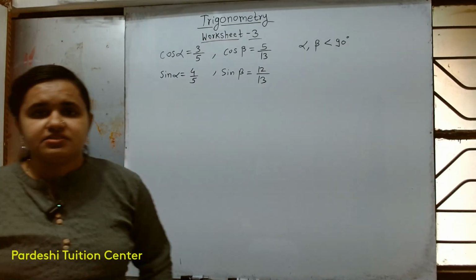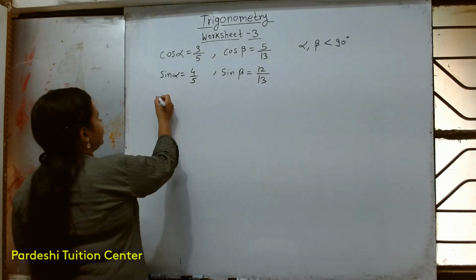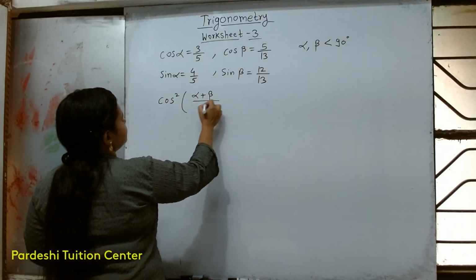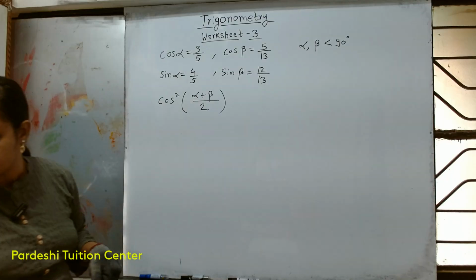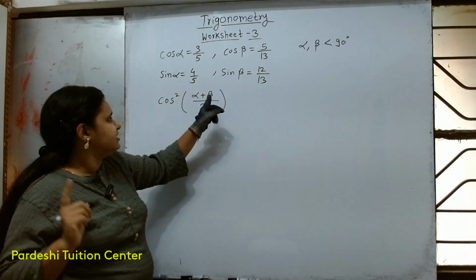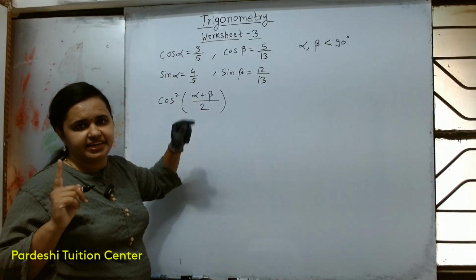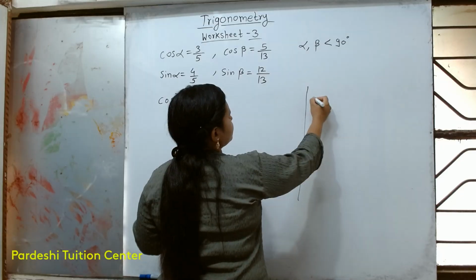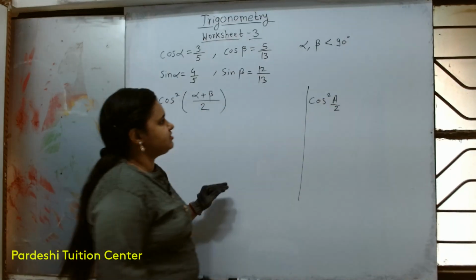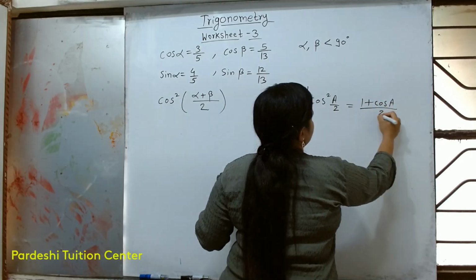Now the first question, that is question 17: cos square of alpha plus beta by 2. We have to calculate it. Now, if we consider alpha plus beta as one angle, A, what is the formula for cos square A by 2? The formula for cos square A by 2 is 1 plus cos A upon 2.